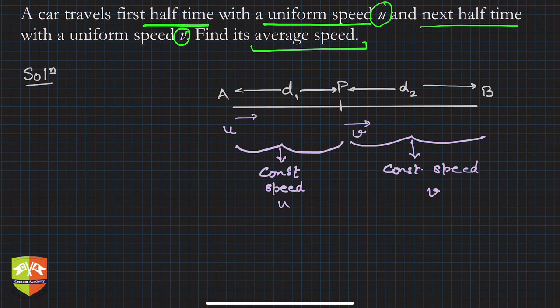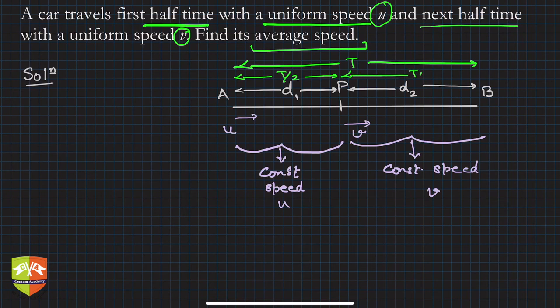Now in this problem, they are not talking about velocities at all. They are talking about speed, so it need not be a straight line. Let's say d1 is the distance traveled in half the time. Let's say the total time taken for the entire journey is capital T. All the variables have been mentioned in the diagram itself. So this is T upon 2, because this is half the time, and this journey also took T by 2 seconds.